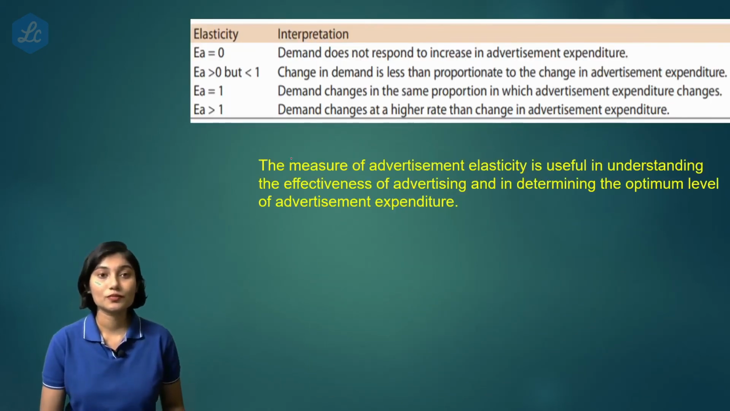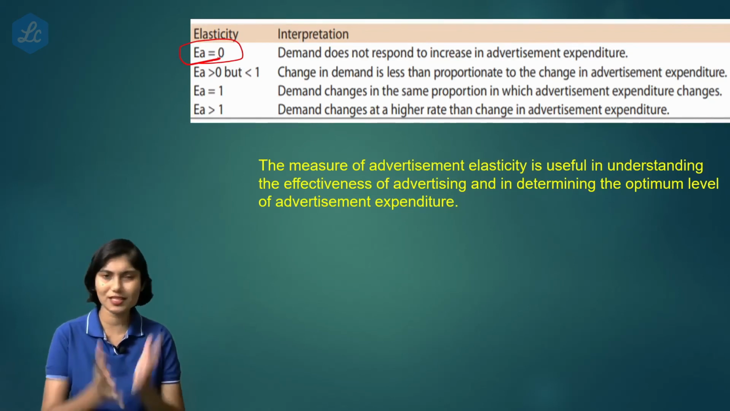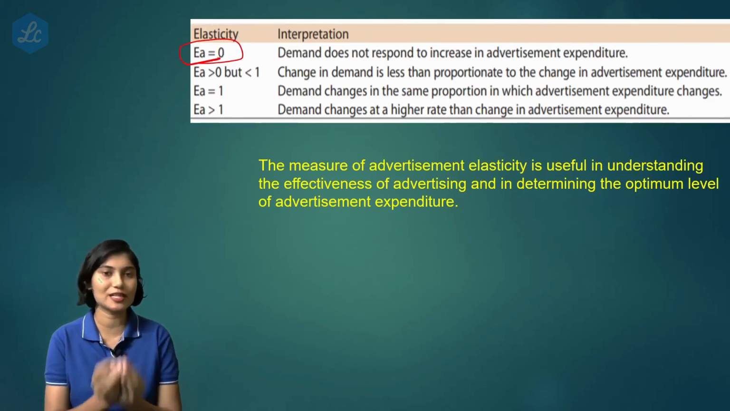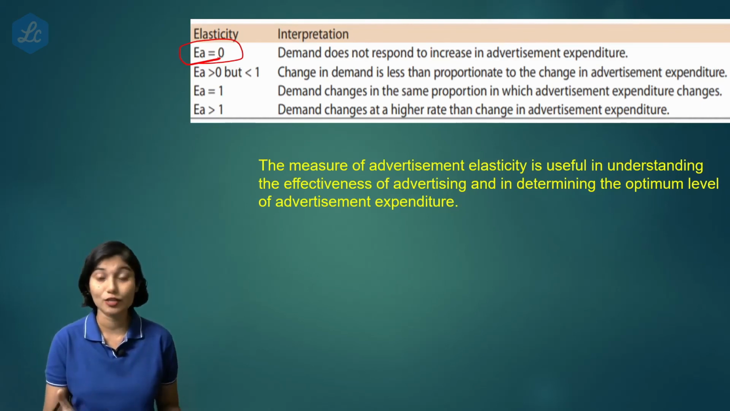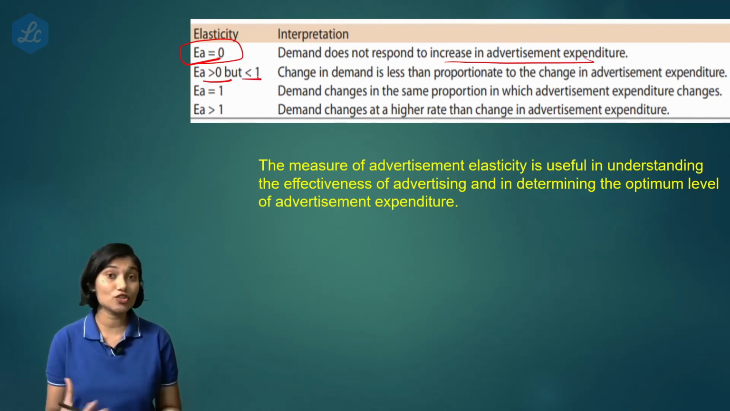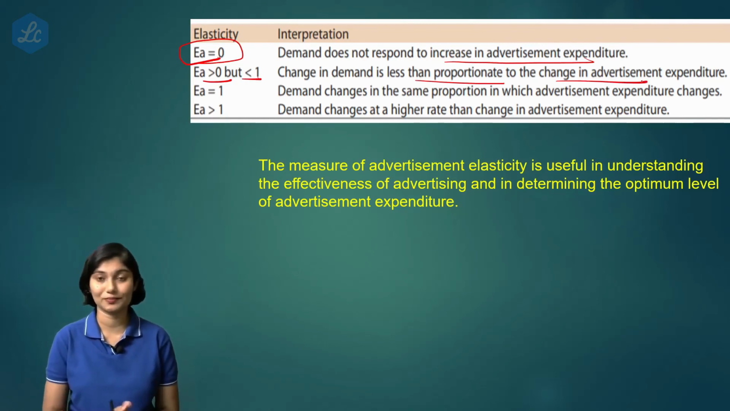Now EA equal to 0: just as we discussed before, if advertisement elasticity is 0, what does it mean? There is no change in quantity demanded irrespective of the amount spent on advertisement. Now if advertisement elasticity is greater than 0 but less than 1, the change in demand is less than proportionate to the change in advertisement.